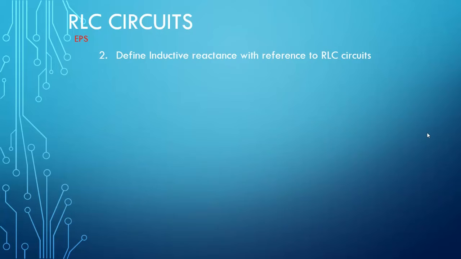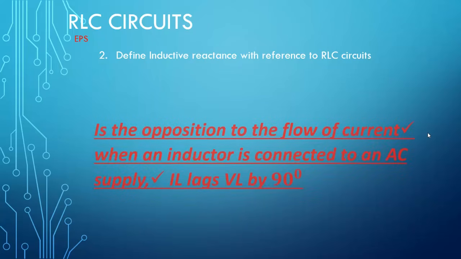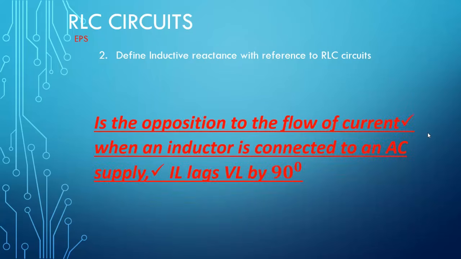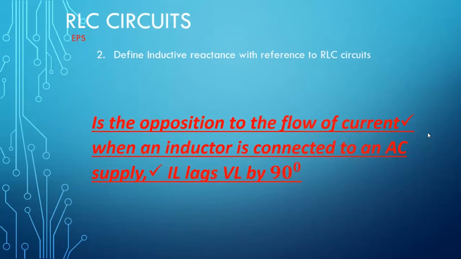Question 2. Define inductive reactance with reference to RLC circuits. It is the opposition to the flow of current when an inductor is connected to an AC supply. IL lags VL by 90 degrees.